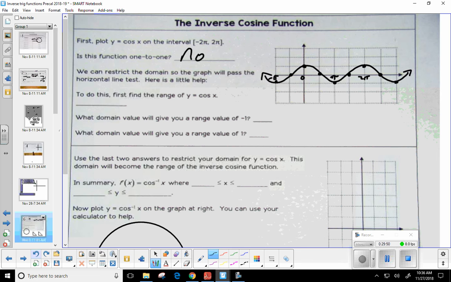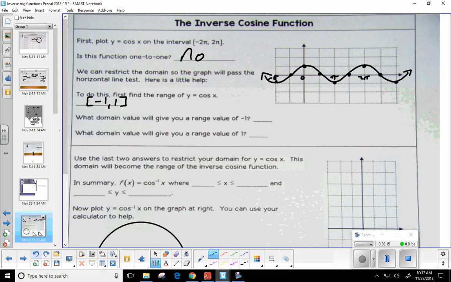So what we're going to do, just like with sine yesterday, is restrict his domain. We're going to cut part of the graph away so that he does pass the horizontal line test. First, let's start with the range. What's the range of cosine? Yeah, the lowest it goes is -1. The maximum is 1, right? So -1 to 1.